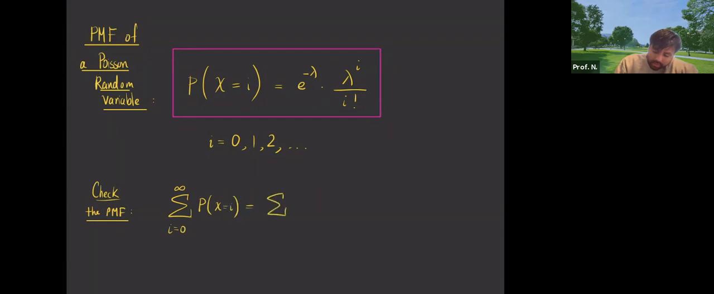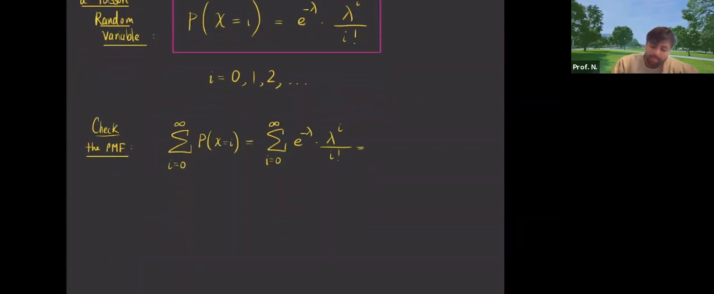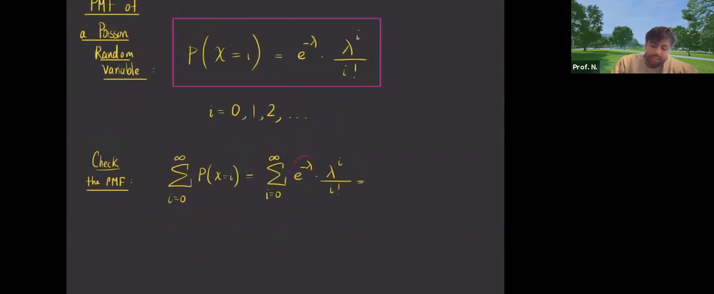The summation of I goes from 0 to infinity of e to the negative lambda times lambda to the ith power over I squared. But what is e to the negative lambda? And again, lambda here is a constant, okay? Lambda is a constant. It's another Greek letter. What is this? This is a constant.